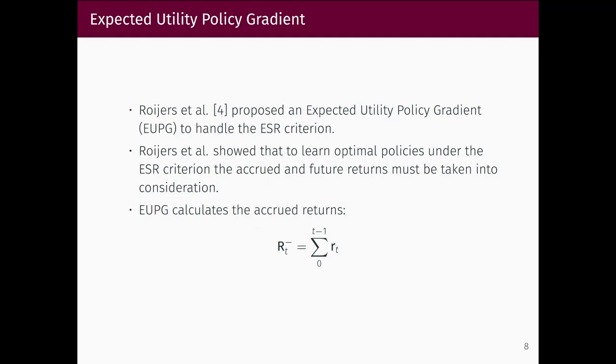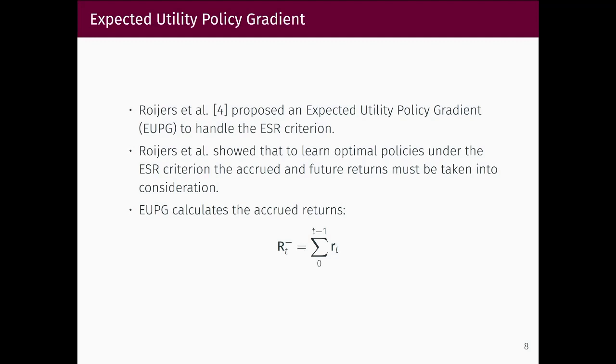So this kind of brings me to the next topic, an algorithm that can optimize for both nonlinear utility functions and for the ESR criterion, and that's expected utility policy gradient. The main finding of this paper is that to learn optimal policies under the ESR criterion, the accrued and future returns must be taken into consideration.